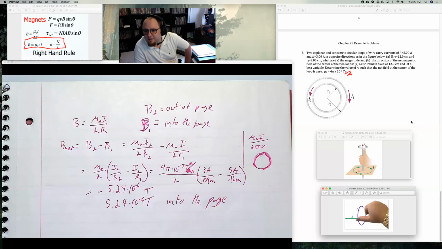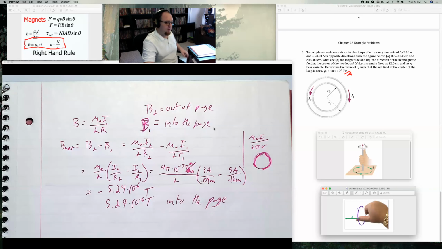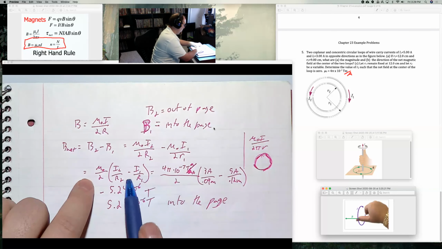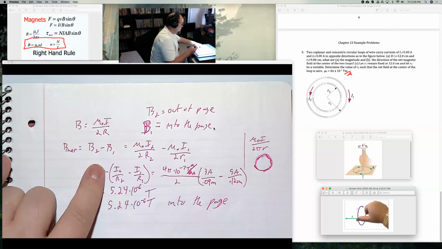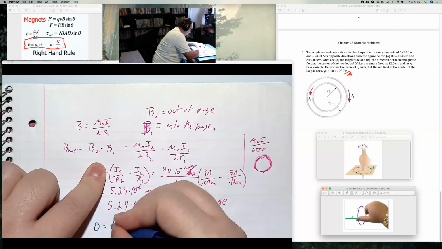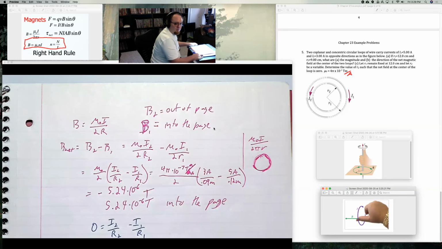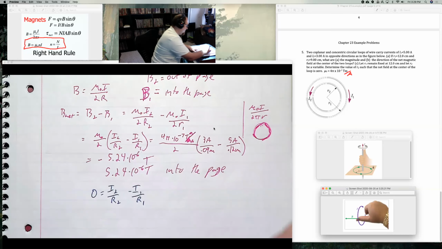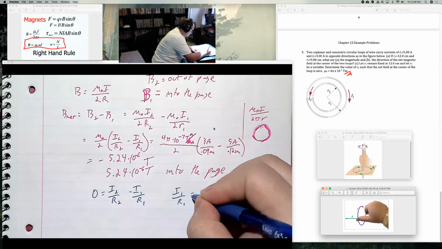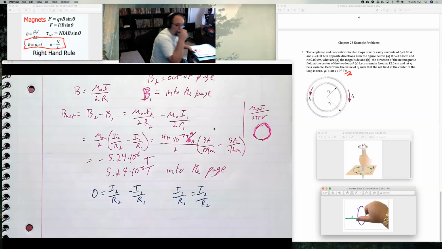What's the last bit? Let R1 remain fixed at 12 centimeters. Determine the value of R2 since the net field at the center of the loop is 0. Okay. For part B, this was the magnetic field, this equation here. If it's 0, I can ignore my mu naught I. For it to be 0, that means I2 over R2 minus I1 over R1 is 0. So I1 over R1 equals I2 over R2. Which R are we solving for? Solving for R2.